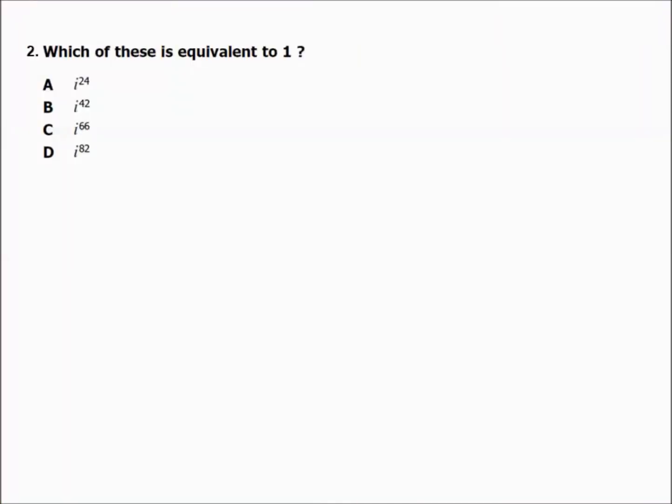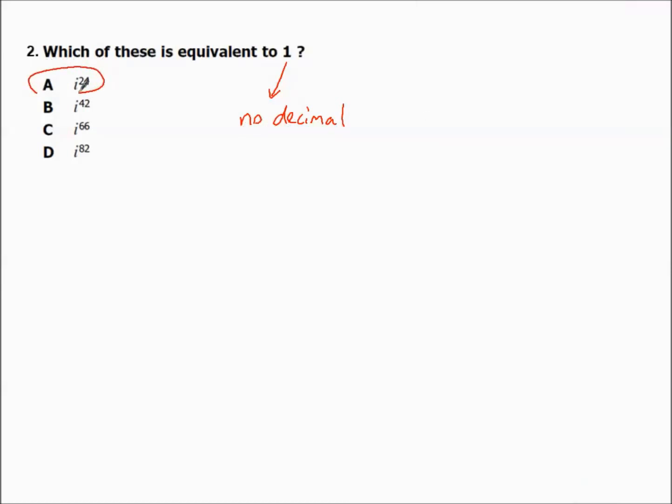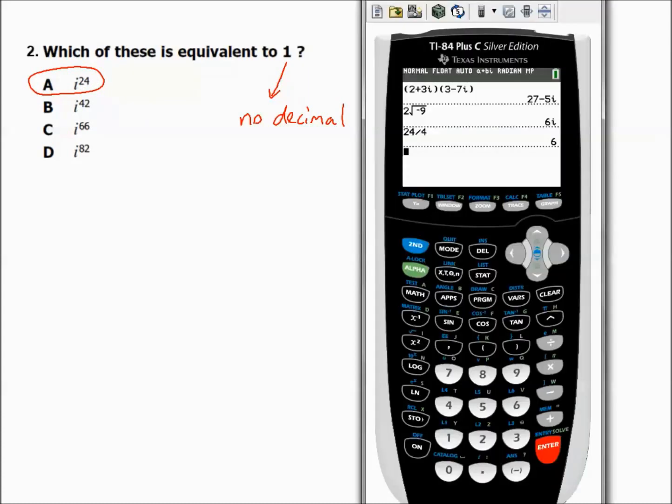Number 2, which of these is equivalent to 1? So this is one of the powers of I questions. I'm given 4 different powers of I, and I want to see which one's equivalent to 1. Well, that means, from my notes, that we will have no decimal. When I divide the exponent by 4, I should get no decimal. So let's pull up our calculator, and I'll just start with my first one. My exponent is 24. I'm going to divide by 4. And let's see what my decimal is. Well, it goes in evenly. I don't have a decimal, which means that this must be the answer since there's not supposed to be a decimal. I know the answer is going to be A. But let's keep going just for practice and just to be sure.